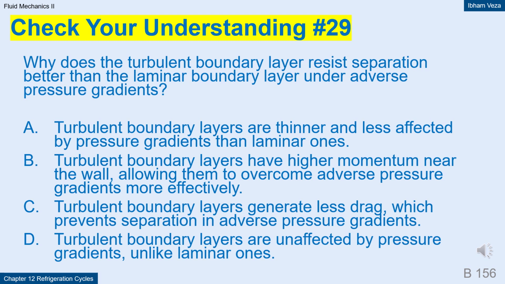C. Turbulent boundary layers generate less drag, which prevents separation in adverse pressure gradients. Incorrect, because turbulent boundary layers typically produce more drag, but their higher momentum helps resist separation. D. Turbulent boundary layers are unaffected by pressure gradients, unlike laminar ones. Incorrect, because turbulent boundary layers are affected by pressure gradients. They just resist separation better due to their higher energy near the wall.